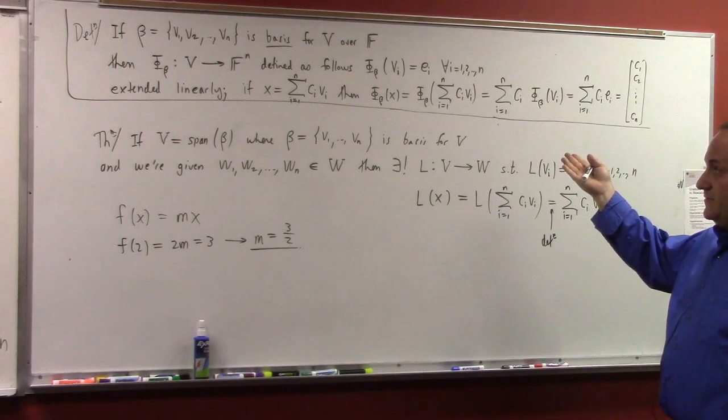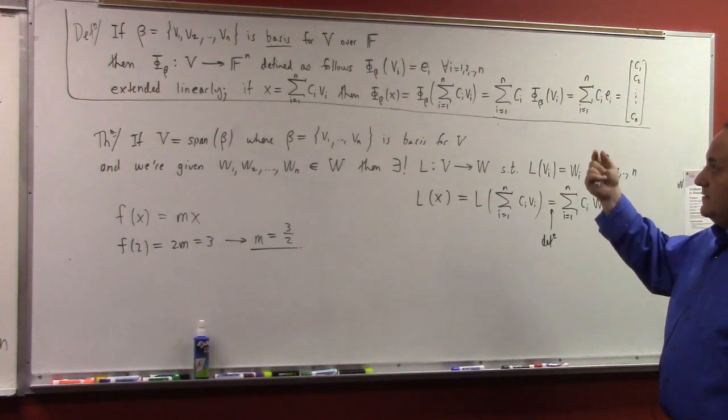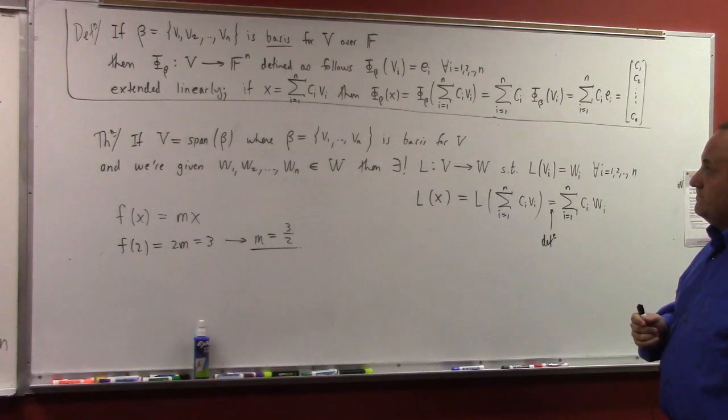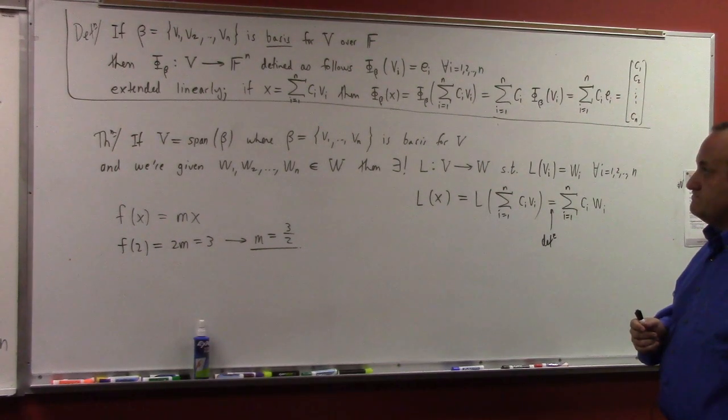Now the coordinate map is in fact an isomorphism. How do I know that the coordinate map is an isomorphism?